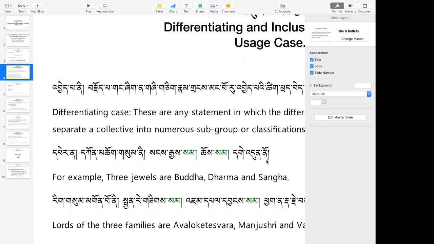So we also see how the recompound particle functions in this type of statement, where it acts as the indicator that the classifications have now finished. There is no more classification after this. So, Sangye Sam, Chö Sam, Gendu No, which are the 3 classifications of the collective that is Guncho Sum, the 3 jewels.